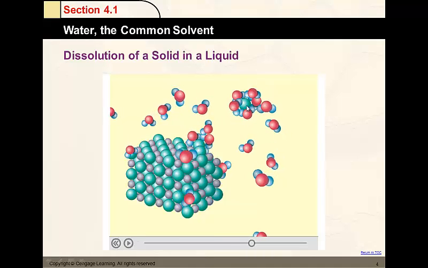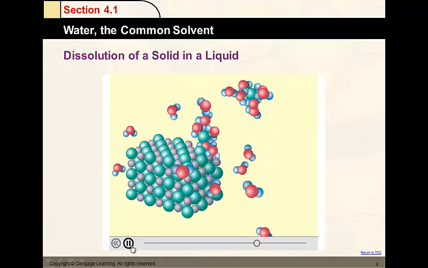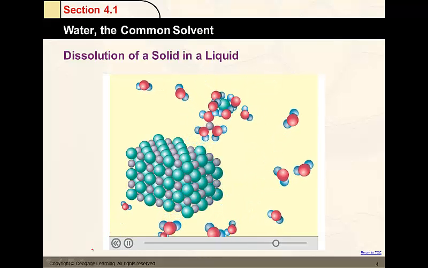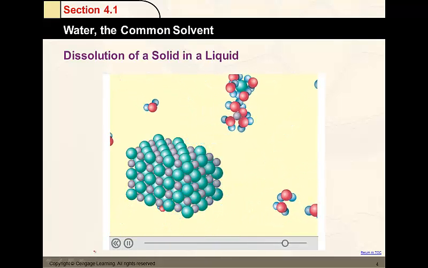Here we have chloride in the middle of these water molecules, and it would be surrounded by water molecules. Chloride is negative. The slightly positive hydrogens surround it because opposite charges attract. In the crystal, dislodging them from the crystal. Additional water molecules surround the released ions, insulating them from attraction to other ions.